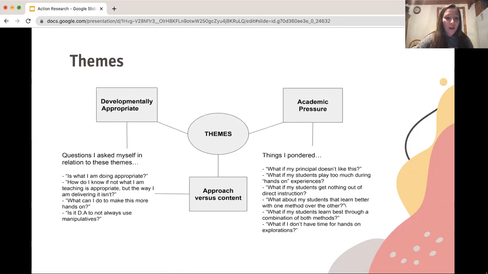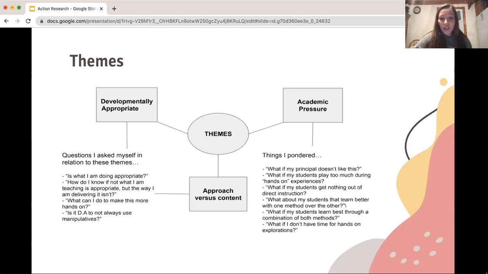How do I know if what I'm teaching is appropriate, but the way I'm delivering it is not? So if I'm teaching things the right way, right, I'm teaching you how to do 2 + 2 in 4 different methods, but am I delivering that to you the right way? How do I know if that's appropriate or not for my 5- and 6-year-olds? What can I do to make learning more hands-on? And is it developmentally appropriate to not always use manipulatives?